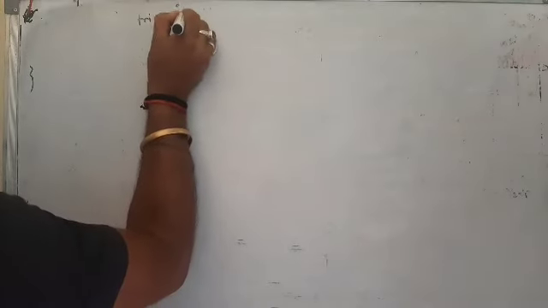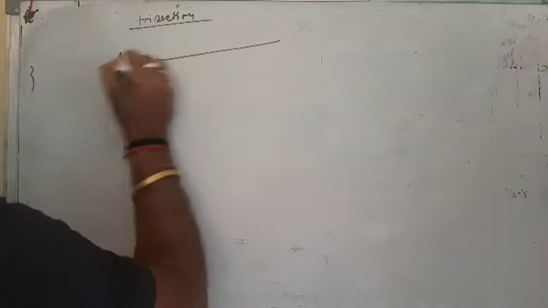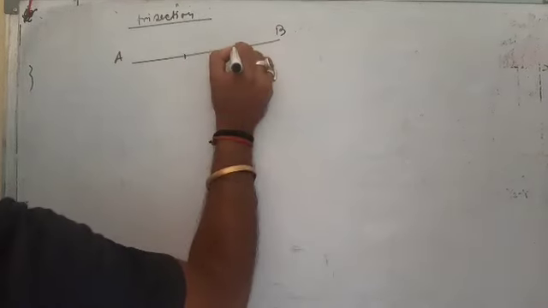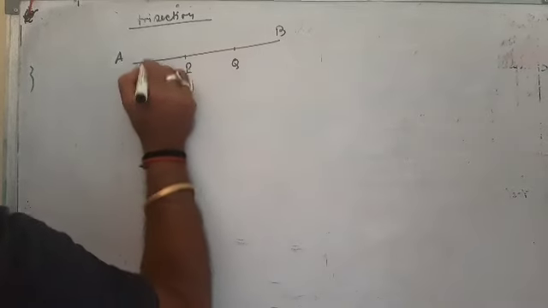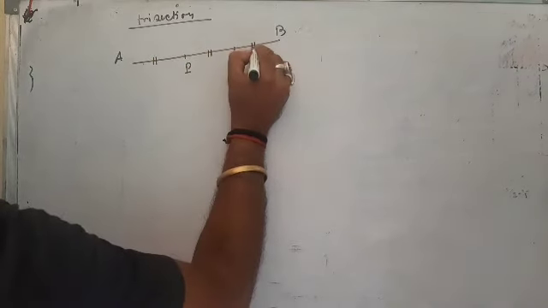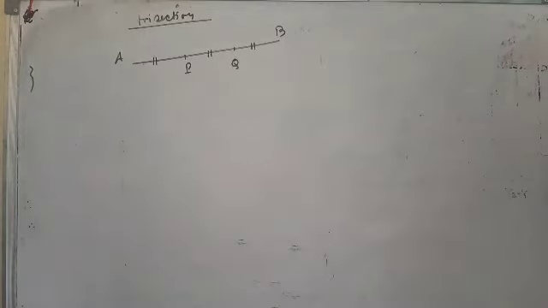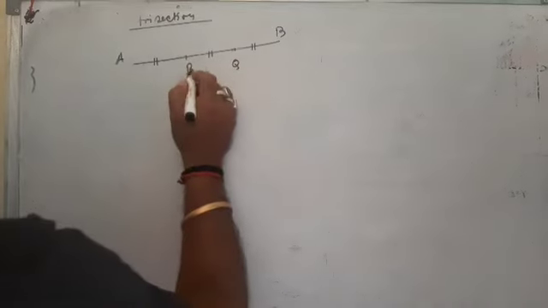Now one more concept, that is trisection. What is the meaning of trisection? Trisection means a line. Suppose this is the line AB, and this line divides in three equal parts. P and Q divide this line AB in three equal parts. That means AP is equal to PQ is equal to QB. If P and Q divide the line AB in three equal parts, we can say PQ trisect line AB. So in this case, the points of trisection are P and Q.